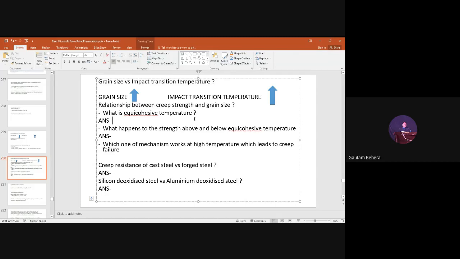So equicohesive temperature is that temperature where the strength of the grain boundary is equal to the strength of the grain interior. Right? So you can understand the strength of the grain interior and grain boundary is not the same. It is a function of temperature. If we go to a very high temperature, the strength of the grain interior and the grain boundary will be different. Similarly, if we go to a low temperature or near room temperature, they will be different.